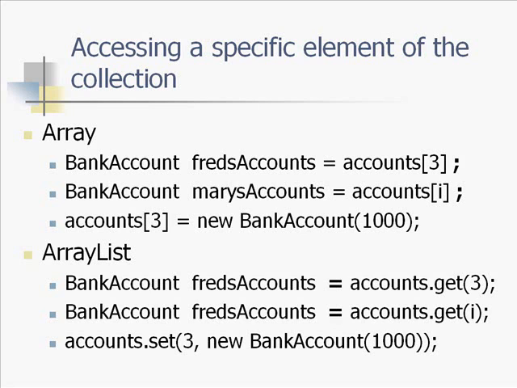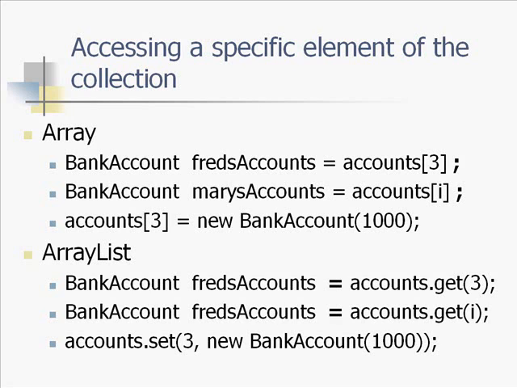Takes the fourth member of the accounts array, and makes Fred's accounts point to that. The next one just says that you can use a variable instead of a number, and in the last one we're saying accounts sub 3. We're going to put a new bank account with $1,000. We're going to put that in the fourth element, sub 3.